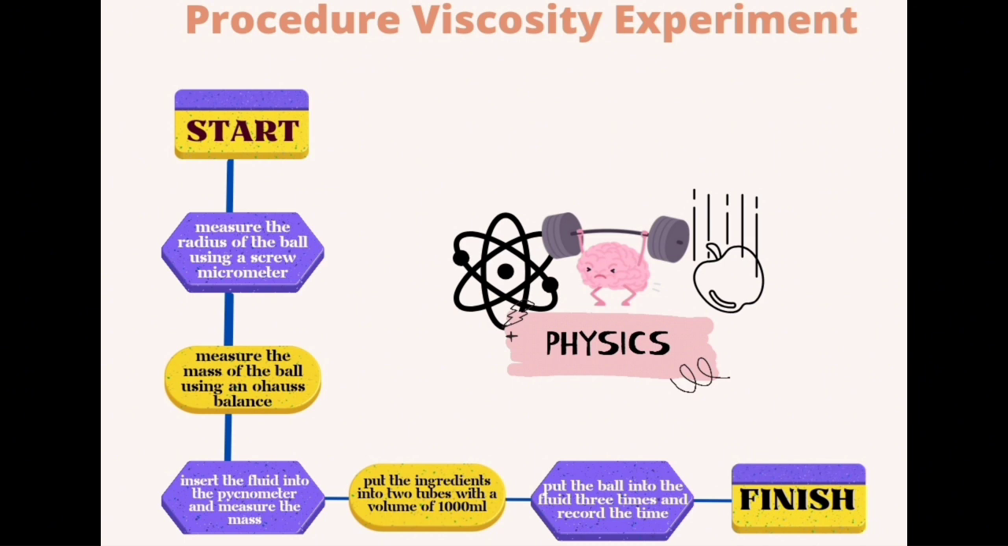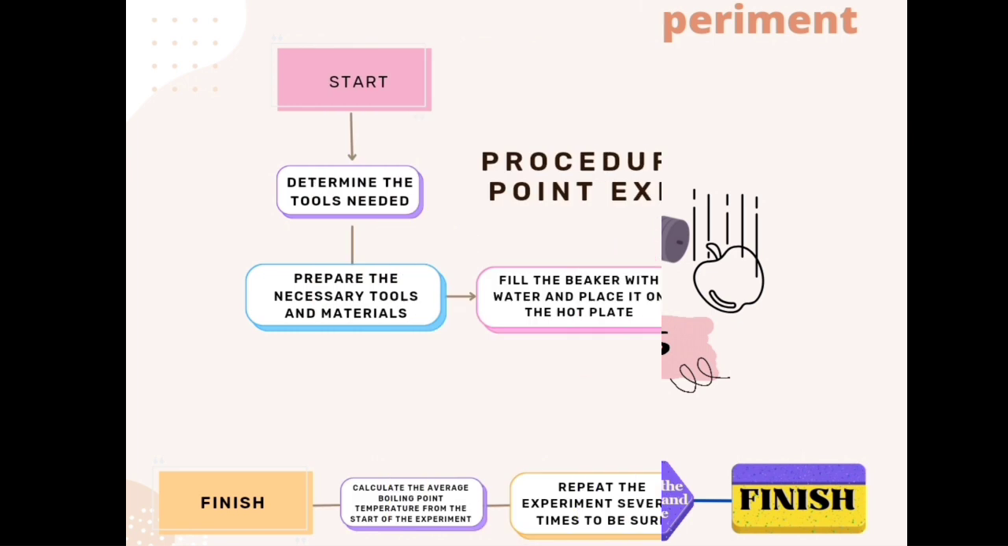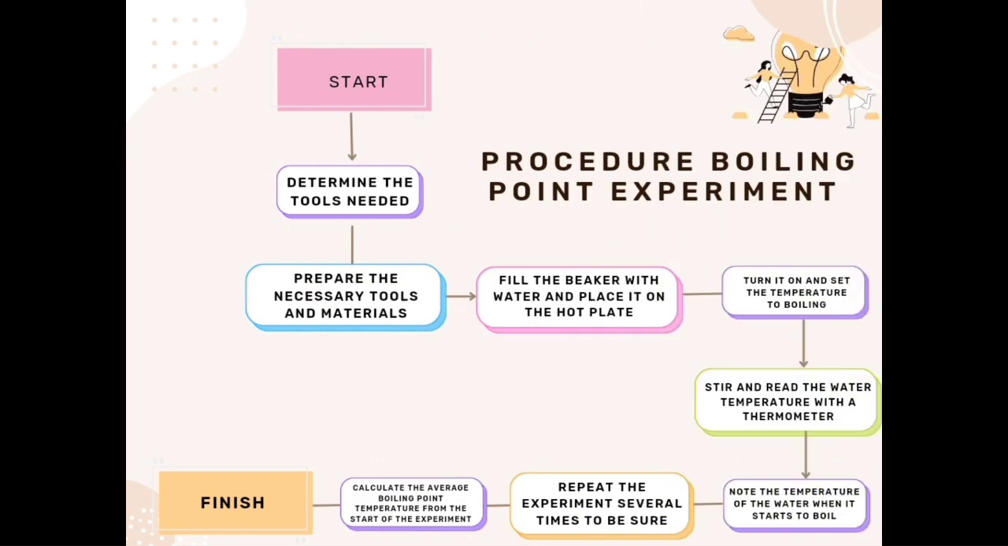After all preparations are complete, the ball is immersed in the liquid 3 times and the time required for the ball to move is measured and recorded. They will be used to calculate the viscosity of the liquid. After all steps are completed, the viscosity measurement process is considered complete. The next material is about the procedure of the boiling point experiment.